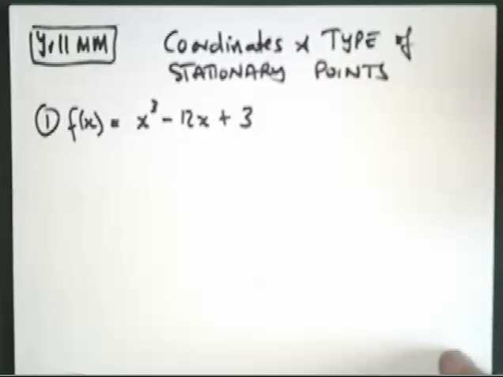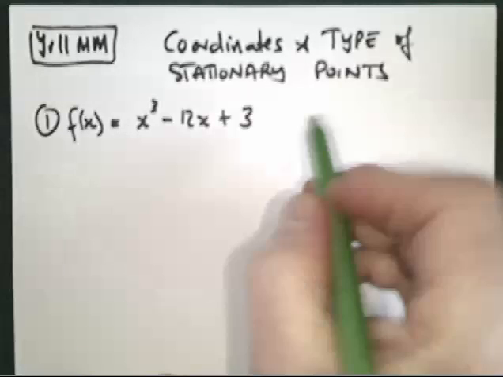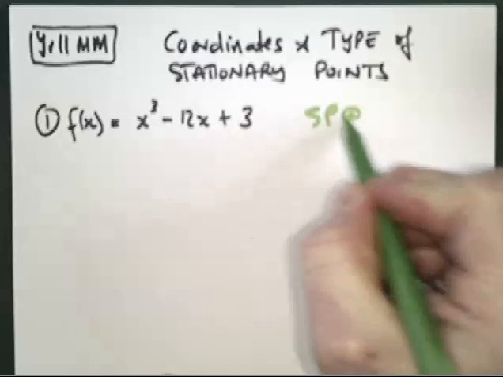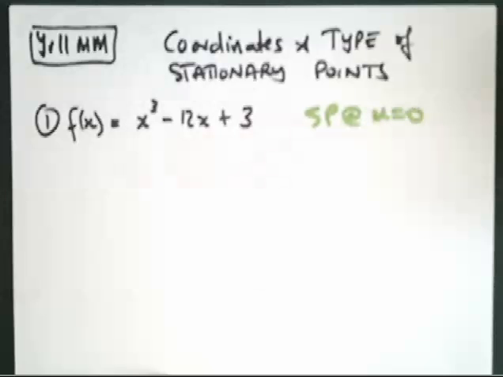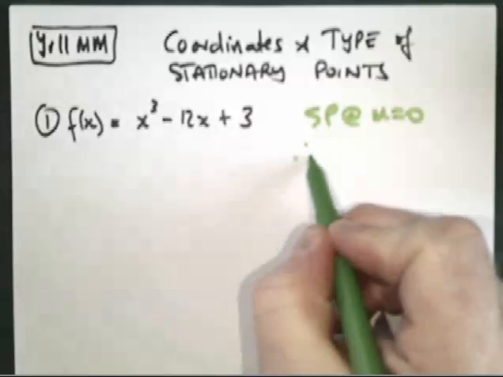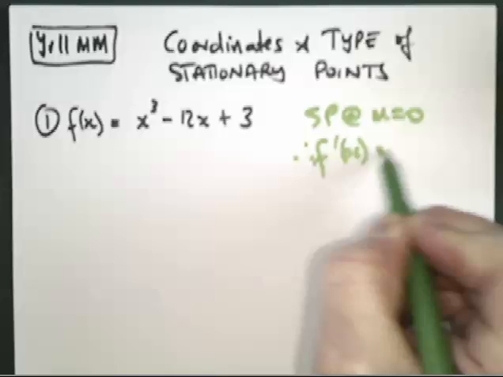This is for Year 11 Methods, and it's covering the coordinates and type of stationary points. The first example is a cubic: f(x) = x³ − 12x + 3. Stationary points are going to occur at gradient equaling 0. Therefore, I need to find the derivative and set it equal to 0.